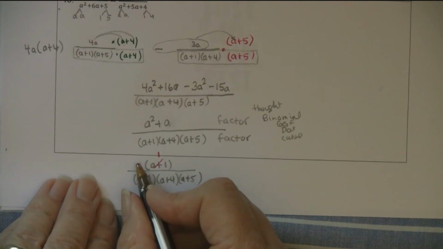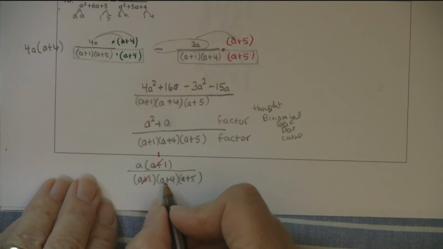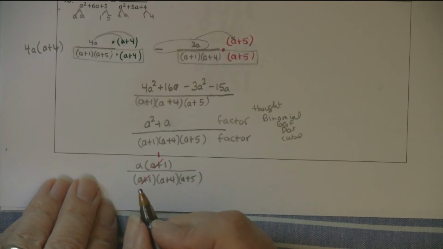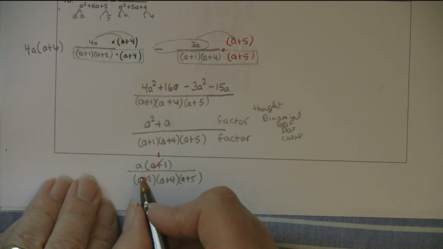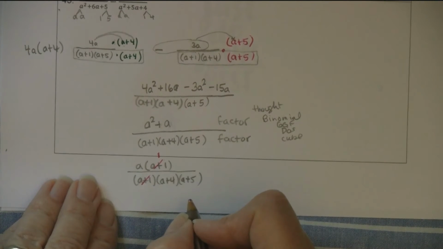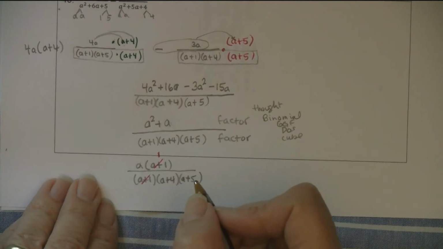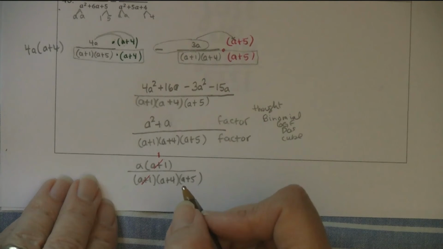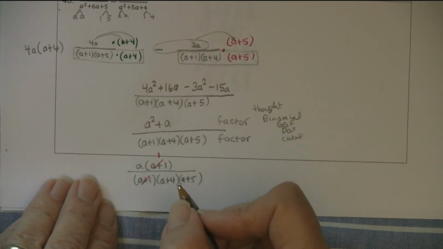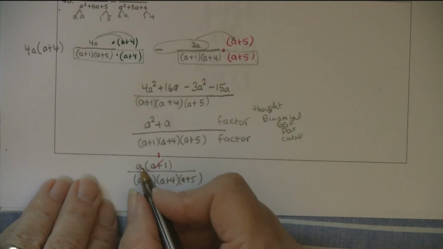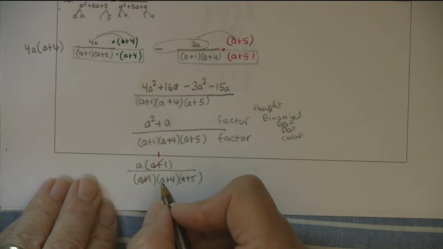Now this monomial a will not cancel with a binomial a plus 4. They're not even the same size. You have to be first the same size. Monomial, or binomial, or trinomial. And then you have to be exactly the same after that. So monomial and binomial are not even the same size.